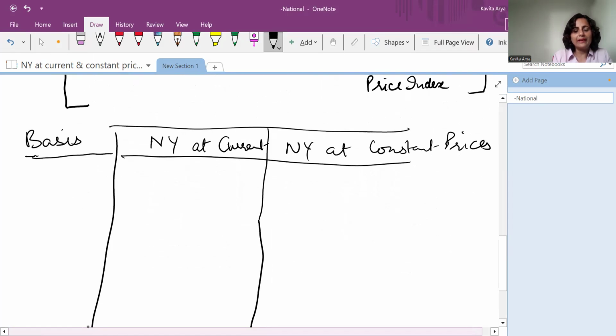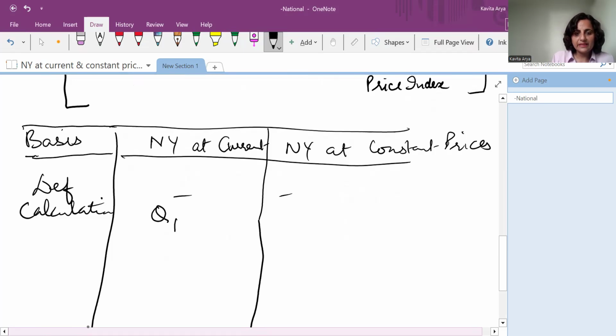So how do we differentiate between the two concepts? I have already given you the definition, so you give the definition. Then you talk about how we calculate. Calculation: national income at current year prices means the quantity is this year's as well as the prices are this year's. But when we say at constant prices, the quantity is this year's, but the prices are the base year's prices. Right.